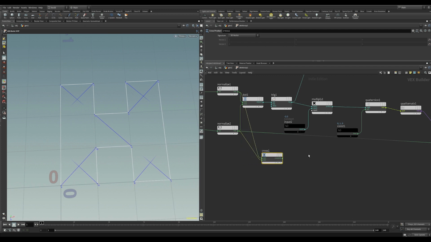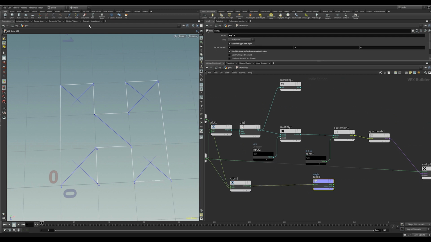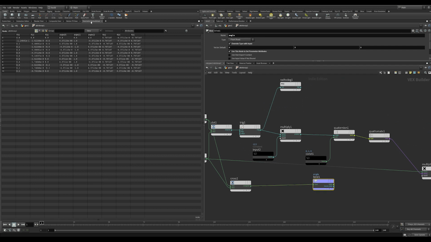And the cross product, let's use that bind just to see the output. And I'm going to change the name, right? We're still looking for angle. And if we go now to the spreadsheet, the cross product is giving us something very interesting. Remember, they are all 90 degrees angle there. So the result is going to be normalized.